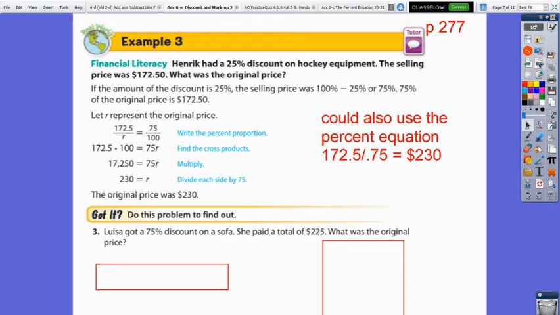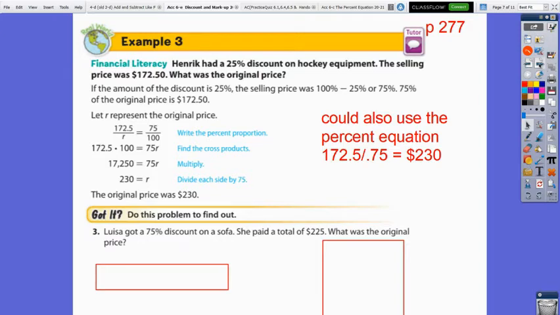All right, well, let's go backwards now. What if they tell you the sale price and the discount, and they want to know what the original price was? Okay, so Henrik had a 25% discount on hockey equipment, and he ended up paying $172.50. That's the sale price. So what was the original price?